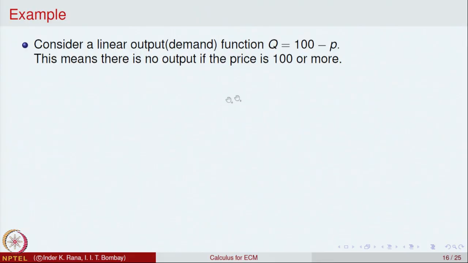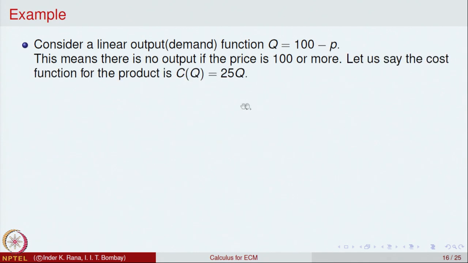Let us look at an example of finding absolute maxima and minima, as in a problem in economics. So, consider a linear output model given by q equal to 100 minus p. Here p is the price, and q you can think of as demand. This means that when p is bigger than 100, this quantity will be negative, which does not make sense at all. So, there is no product when the price exceeds 100.